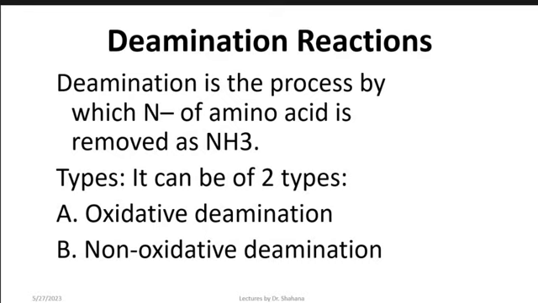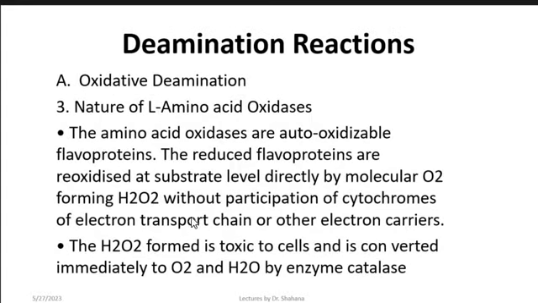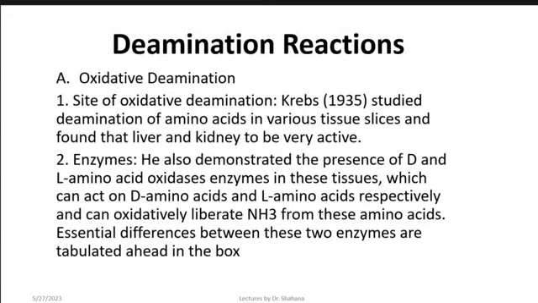It is of two types, oxidative deamination and non-oxidative deamination. In oxidative deamination, the amino acid is oxidatively deaminated to liberate ammonia, and furthermore it depends upon the nature of the amino acids. It occurs in various organs of the body like kidney, liver, and active tissues.